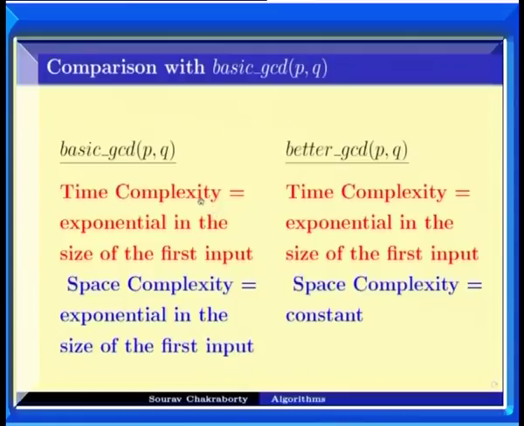In comparison, the time complexity of the first algorithm was exponential in the input size, and the same was the case for the second algorithm, which we called Better GCD. In the space complexity regime, the basic GCD performed much worse. It was exponential in the first input, whereas for Better GCD the space complexity has become constant. Then the question was, can we make this algorithm even better?